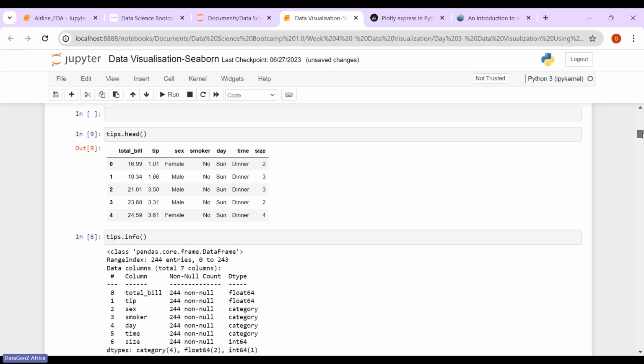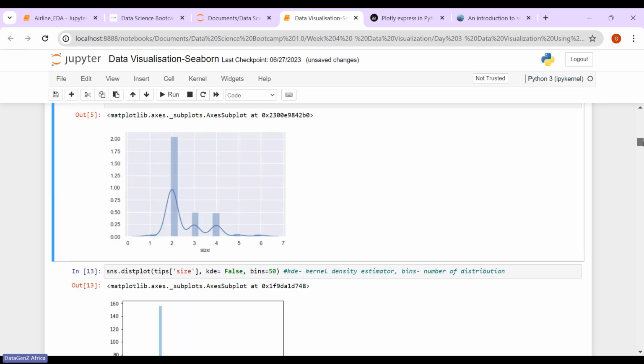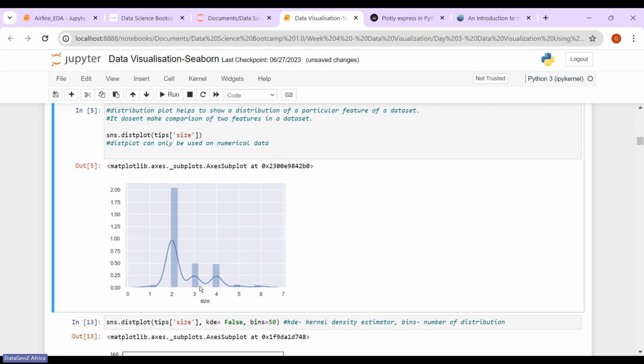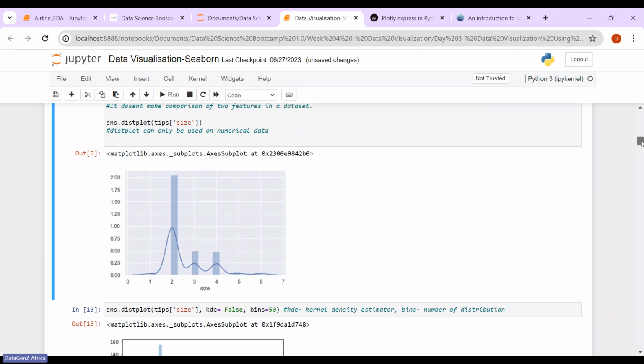If you do a dist plot here, you can see the distribution is not normal. It's left skewed, because the tail is towards the right and the orange is towards the left. So it's a left skewed data. It's telling you that most of the sizes in that data set are tilting towards 0. This is where the majority of the sizes are. All right, so that is what this plot tells you.